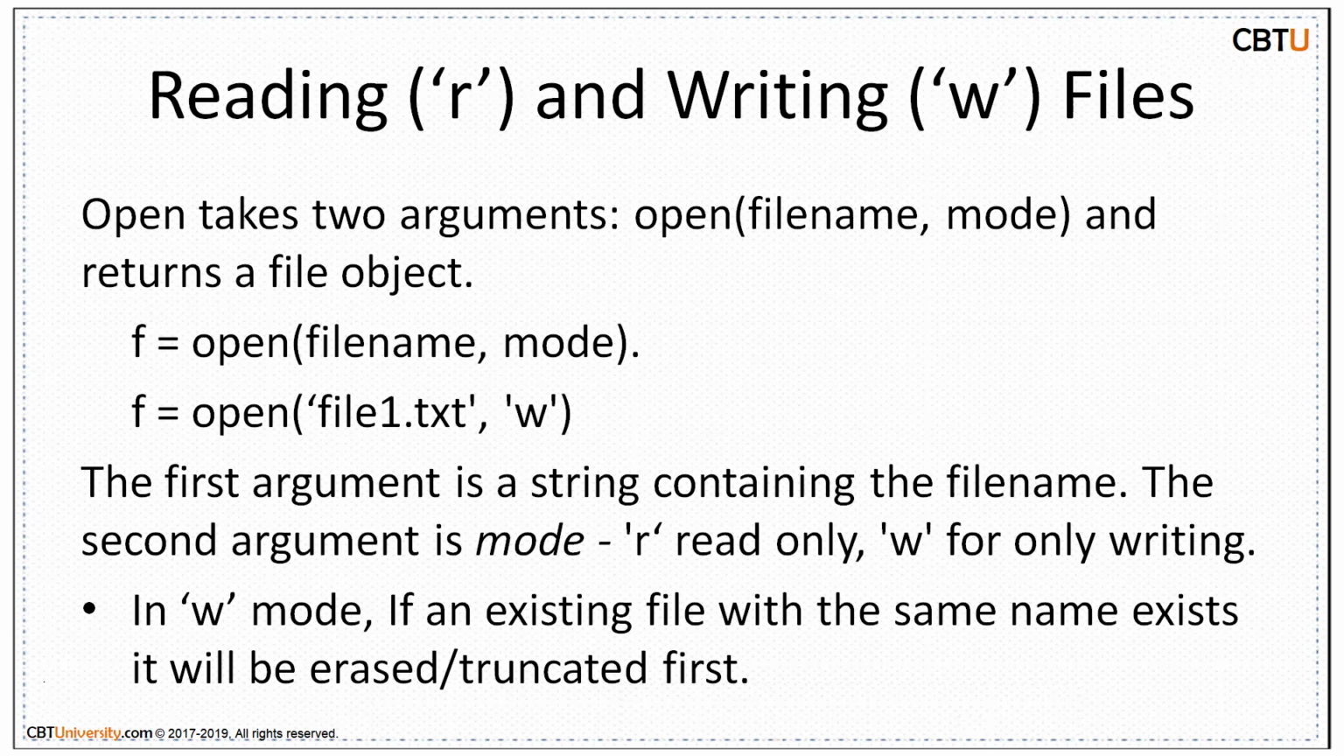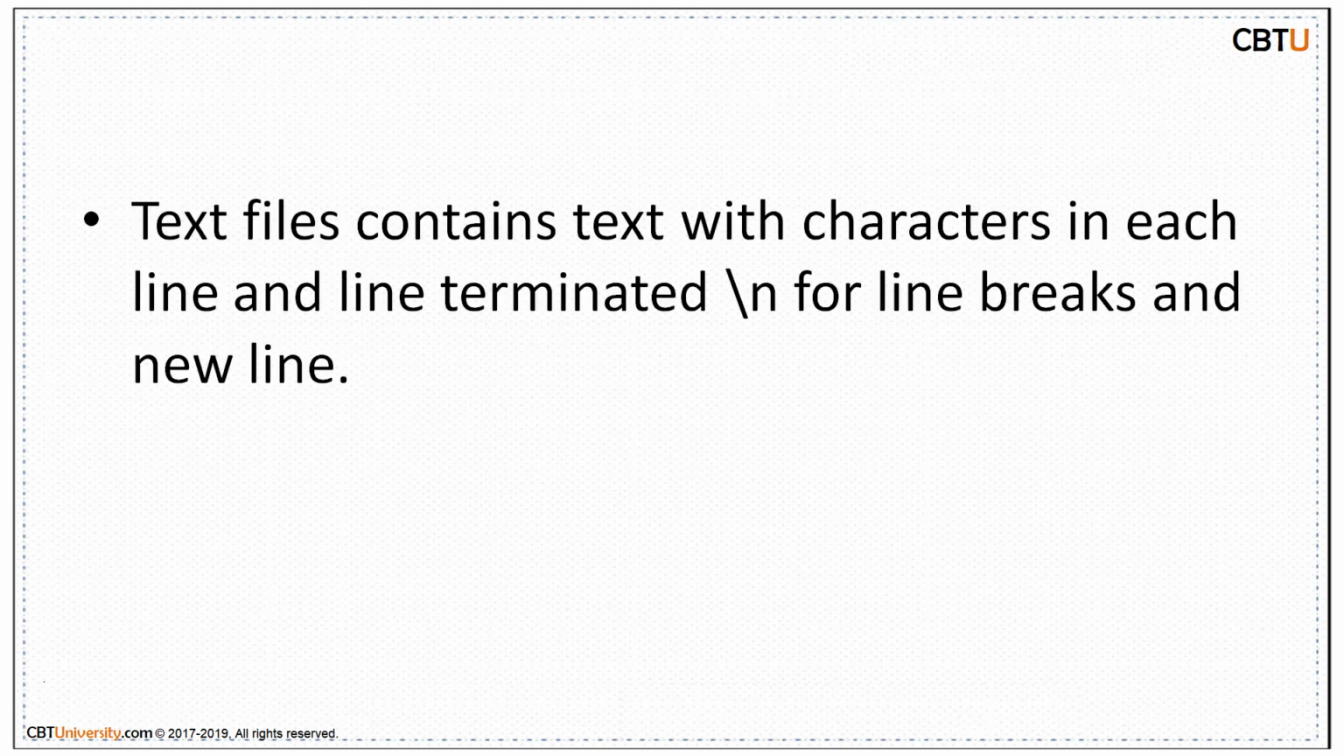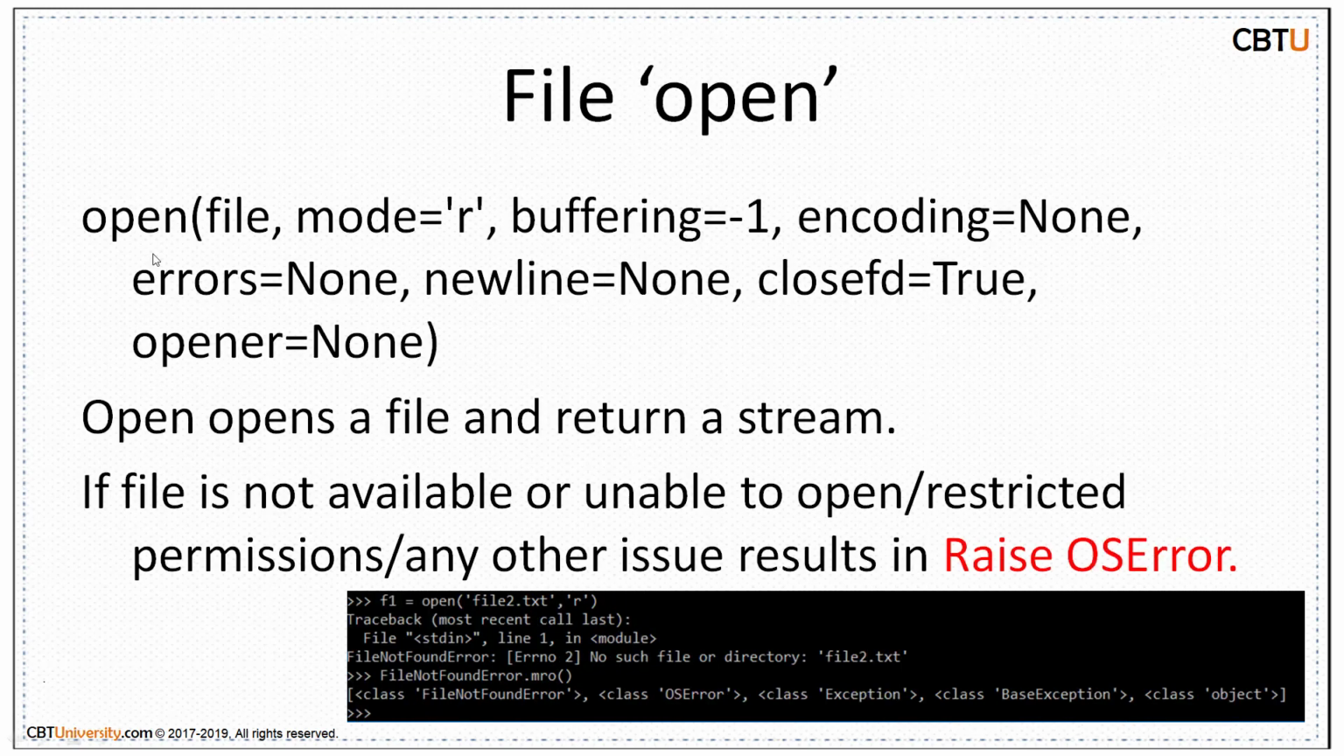In write mode, if the file doesn't exist, it will create a file. If a file with the same name exists, it will be truncated first to perform write operations. This is about text files, which contain text with characters in each line, and each line is terminated with \n for line breaks and new line. Open takes all these arguments: file, mode, buffering, encoding, errors, newline, closefd, and opener.